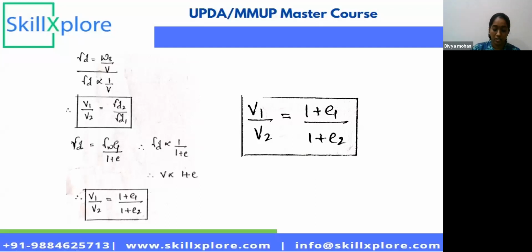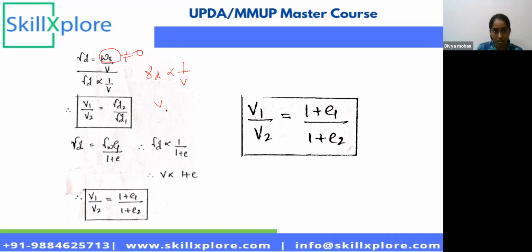And here gamma D is equal to Ws by V. So now I want to tell you another important relation, which is V1 by V2 is equal to (1 plus e1) by (1 plus e2). We already know that gamma D is equal to Ws by V, so gamma D is directly proportional to 1 by V. Why is that? Ws is a constant, so we take out this constant and insert the proportionality.